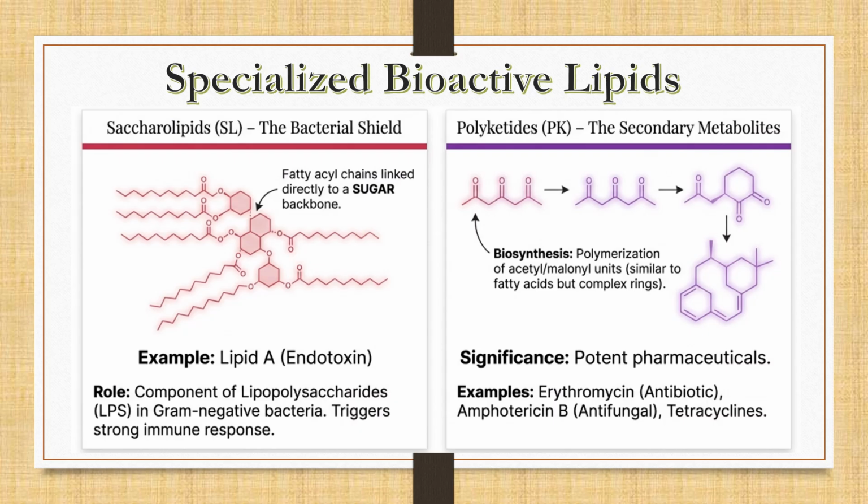Saccharolipids link fatty acids directly to carbohydrate backbones, while polyketides are synthesized through enzyme-driven condensation reactions that generate structurally complex and often bioactive molecules. Both classes are especially important in microbial physiology, host-pathogen interaction, and medicine, providing key examples of how lipid chemistry supports biological specialization.